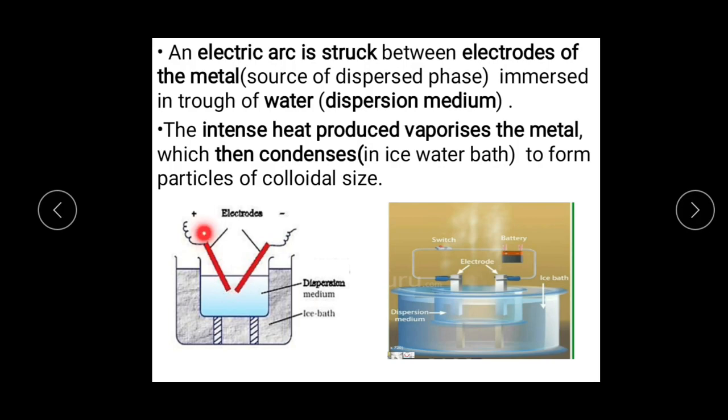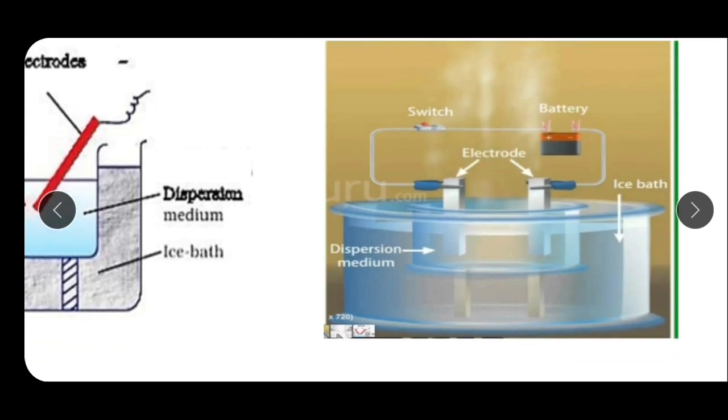So when this intense heat vaporizes the metal, the particles of the metal condense in the water which is kept cool using the ice bath, and they attain the colloidal size. This is how the colloid is prepared. Now you can see the setup. Here we have the dispersion medium, ice bath, electrodes.